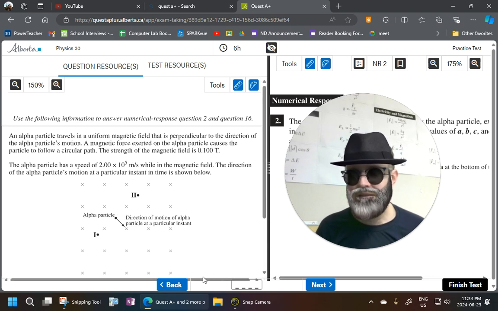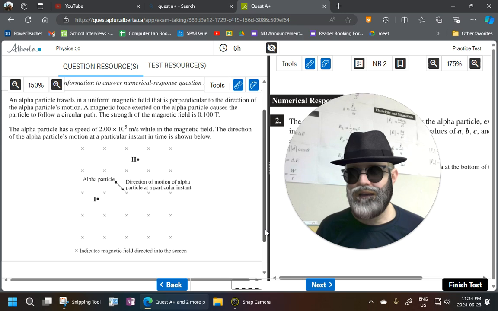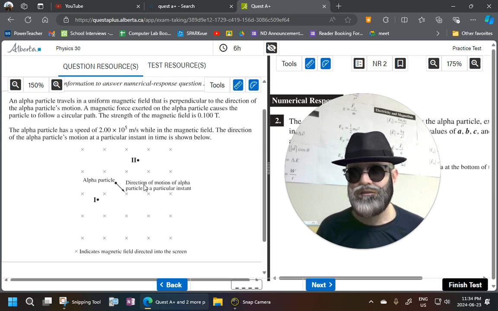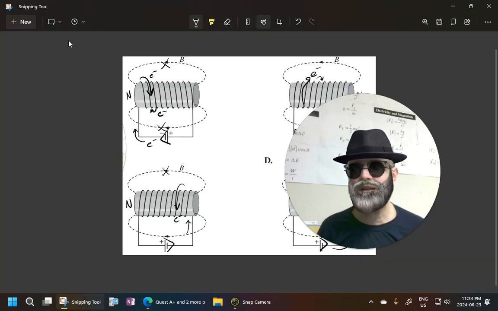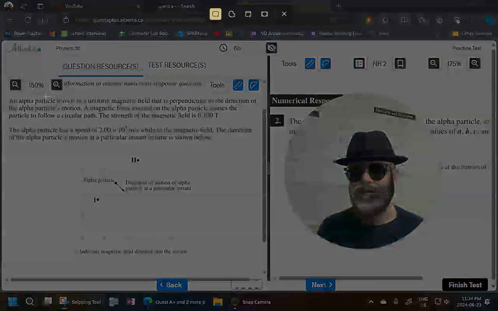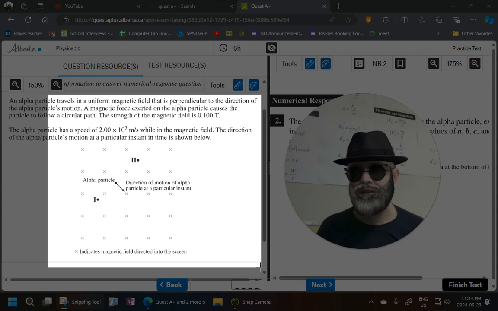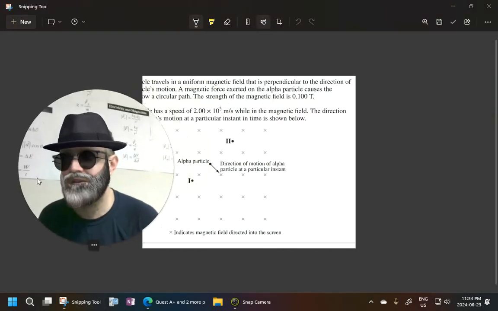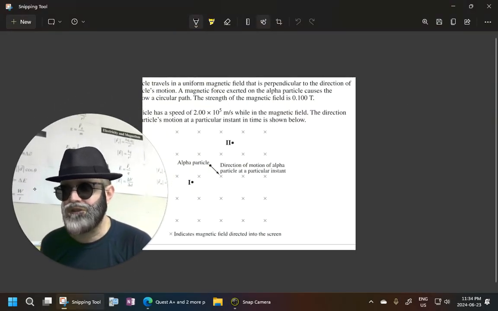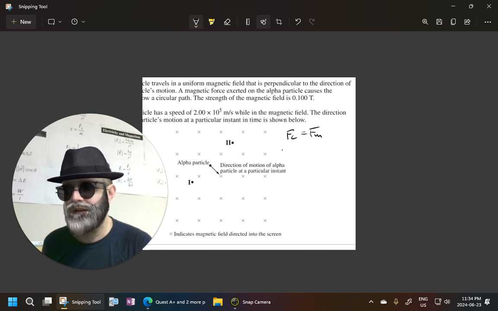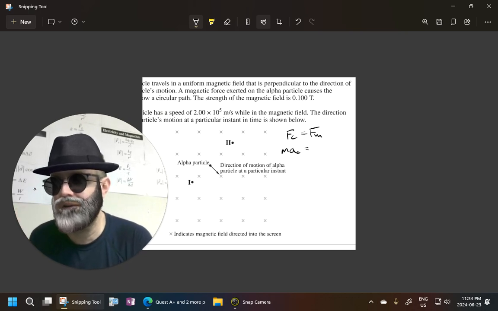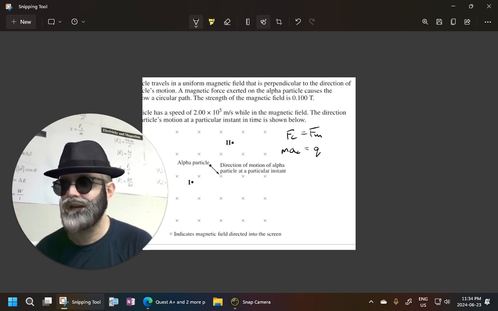So radius, circular path, Tesla's, direction, it's an alpha particle. Okay, so we got lots of good information here. Let me just snip the piece that I want. Right there. Okay, so because it's going to travel in a circle, what I can say is that my FC is equal to FM. We got F = ma_c. That's what Fnet is. FC is just an Fnet. FM is QvB. We just have to find the right formula.